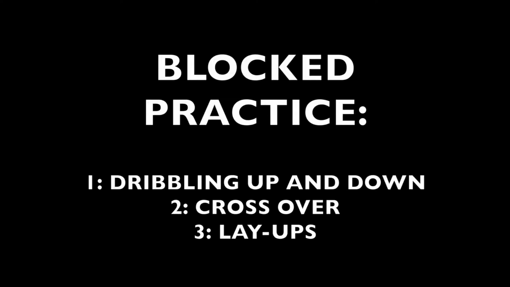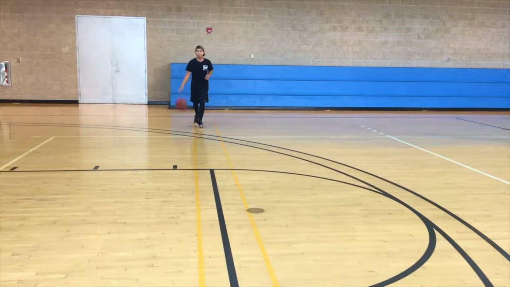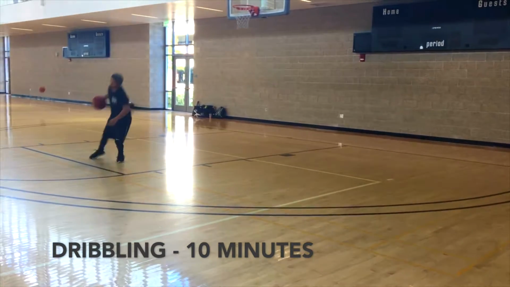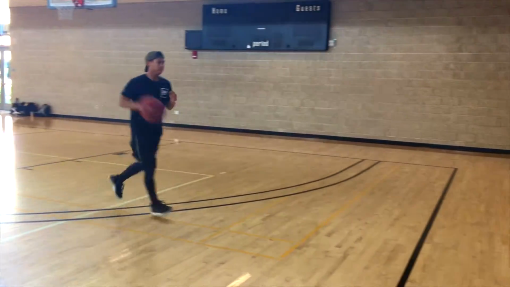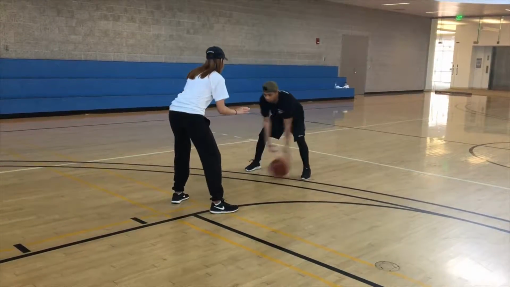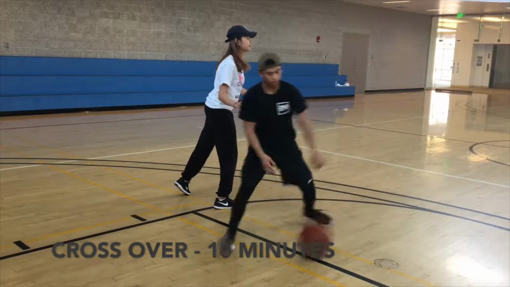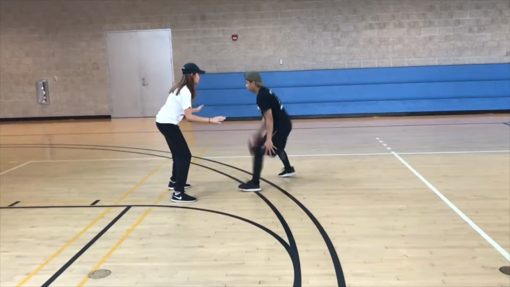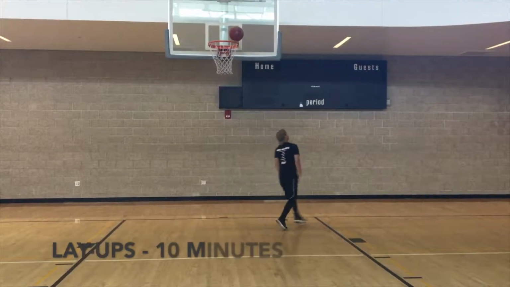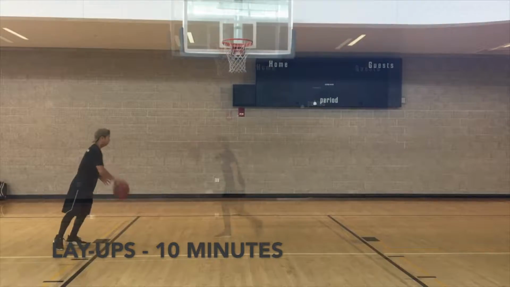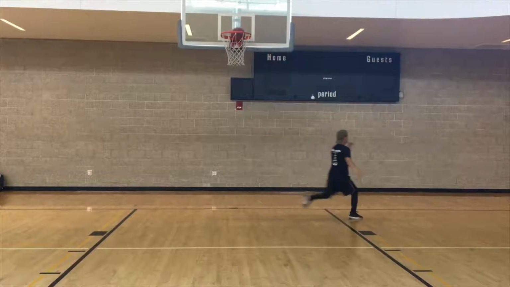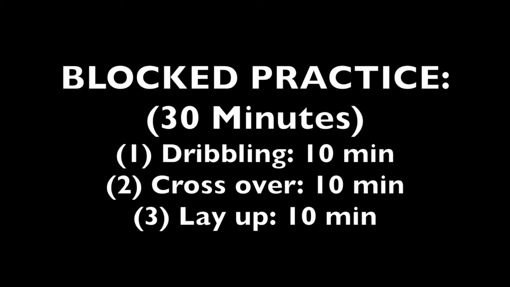We will begin with block practice, in which we will focus on each drill separately before moving on to the next task. For the block practice, the performer will dribble the basketball up and down the court for 10 minutes. Do crossovers with the stationary defender for 10 minutes. Then, perform layups for 10 minutes. The performer will spend a total of 30 minutes in block practice.